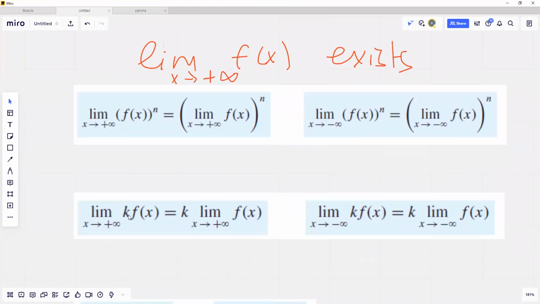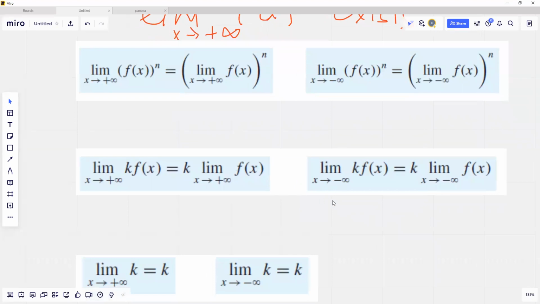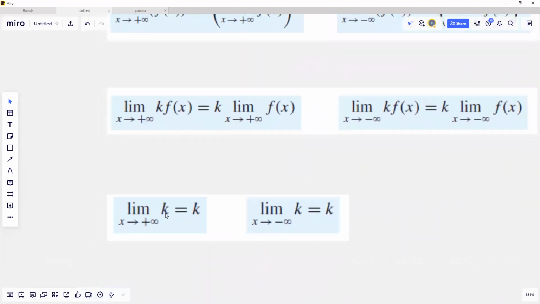We can also move a constant. Let's assume that k is a constant, then we can move it out of the limit sign. And the same will also hold true as values of x decrease without bound. Since k is invariant of x, as we decrease or increase values of x without bound, the limit of k is simply going to be equal to k.